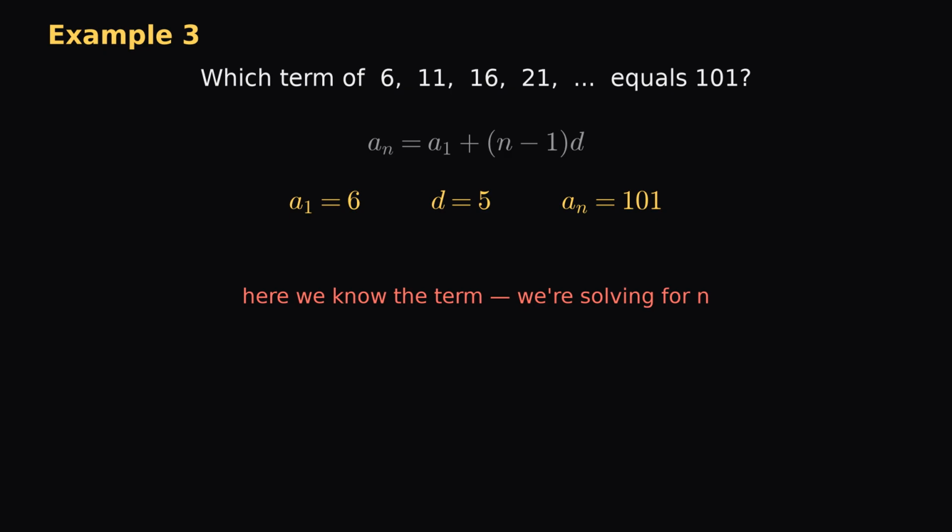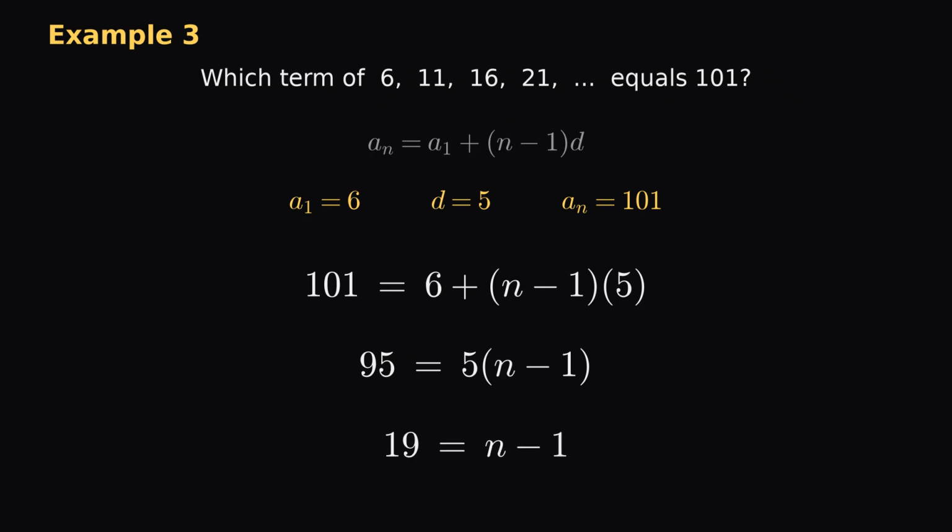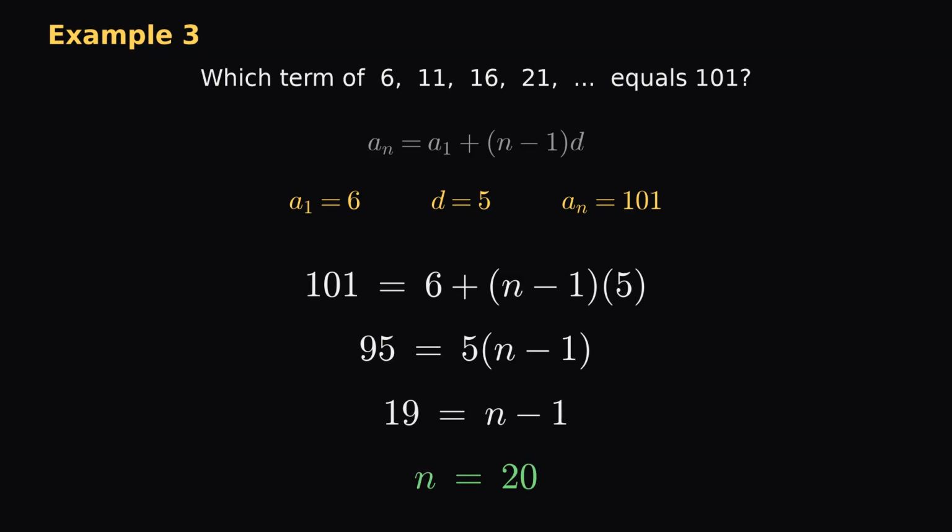The first term is 6, and the common difference is 5. So 101 equals 6 plus (n minus 1) times 5. Subtract 6 from both sides. 95 equals 5 times (n minus 1). Divide both sides by 5. 19 equals n minus 1. Add 1 to both sides. n equals 20. So 101 is the 20th term.